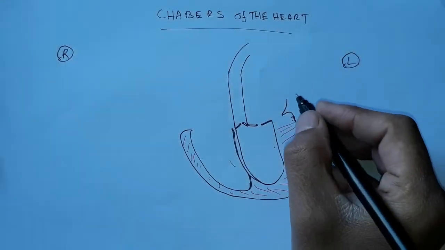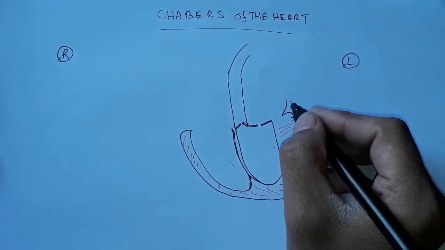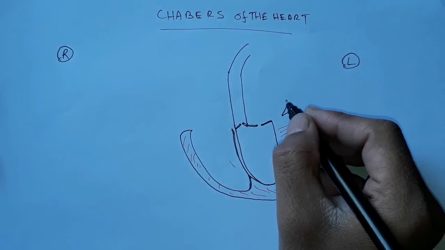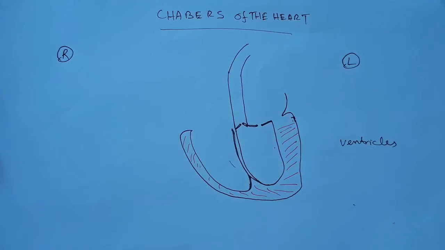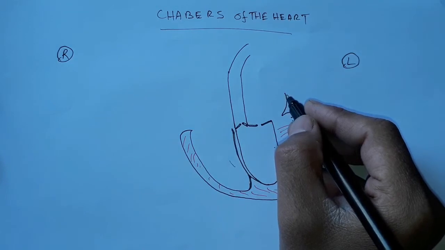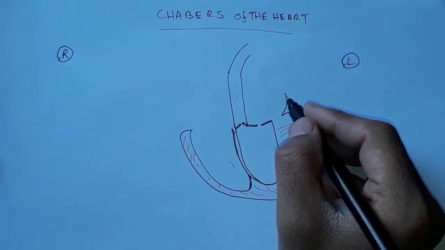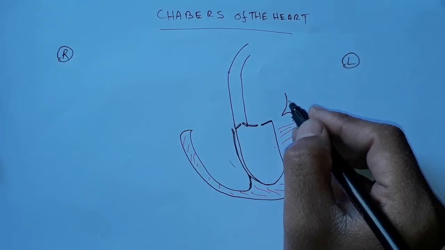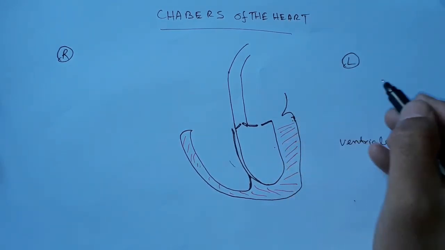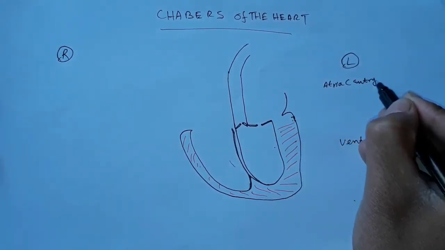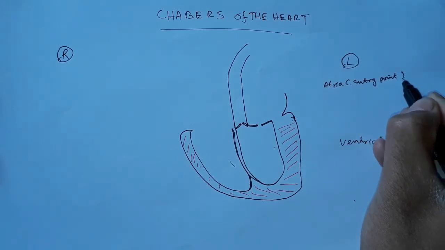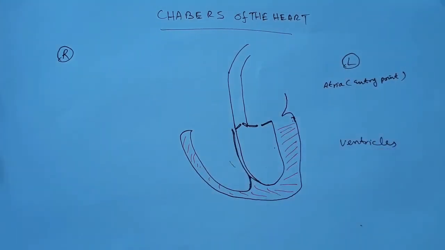Now we are going to draw another chamber, the top chamber of the left side of the heart. Here the muscular wall becomes thinner. We have started to draw an additional chamber, the top chamber, the atria. Atria means entry point. Here blood will first enter and then will move into the ventricle and to the whole body. So it is called atria.